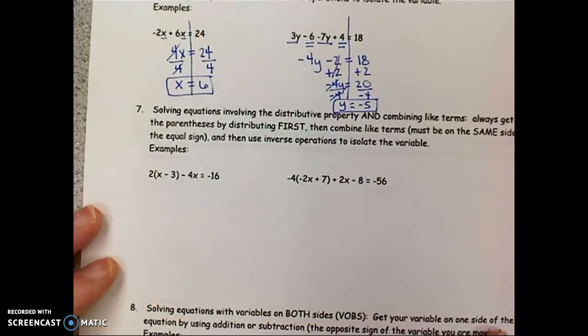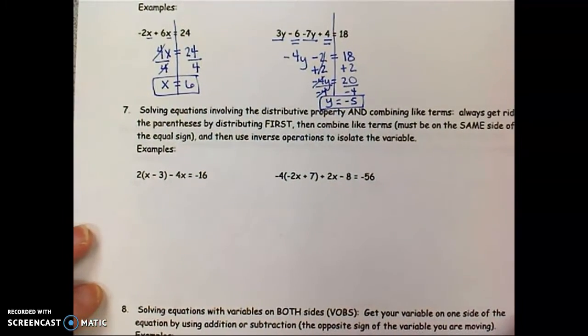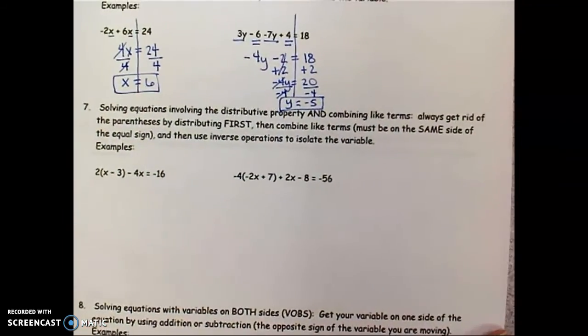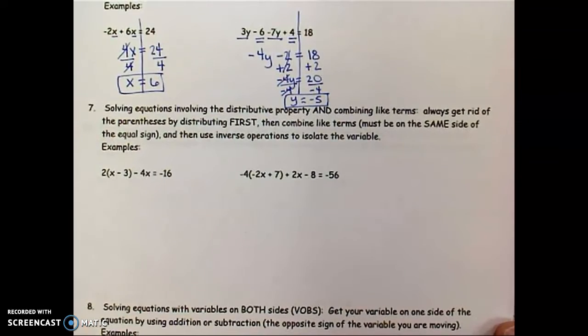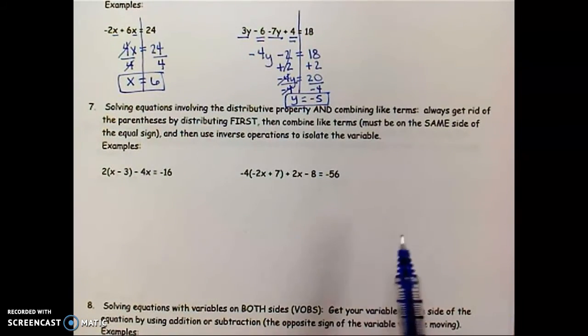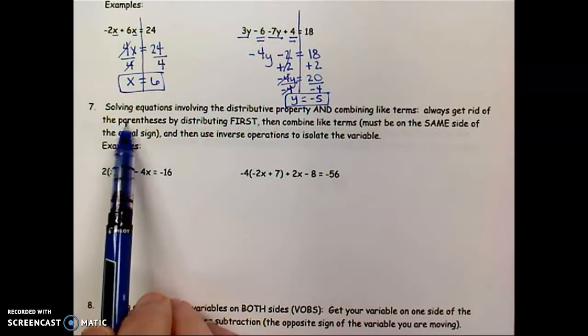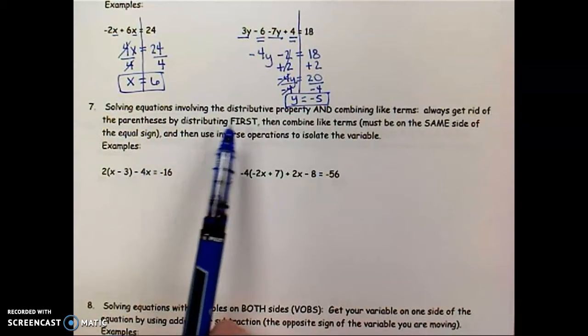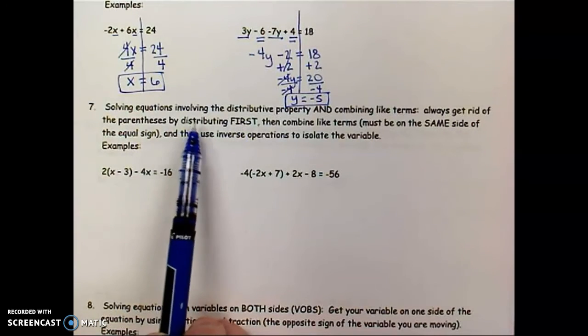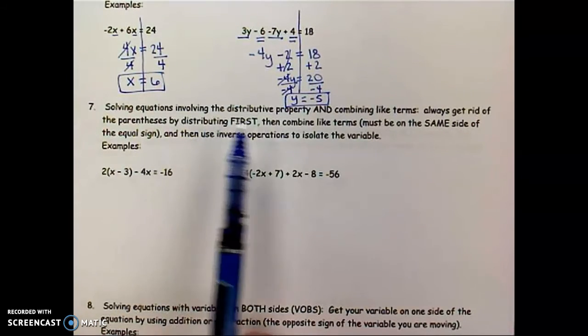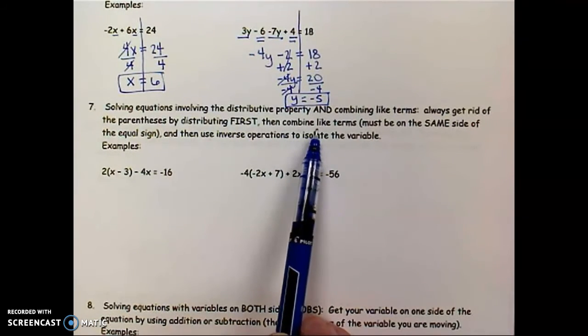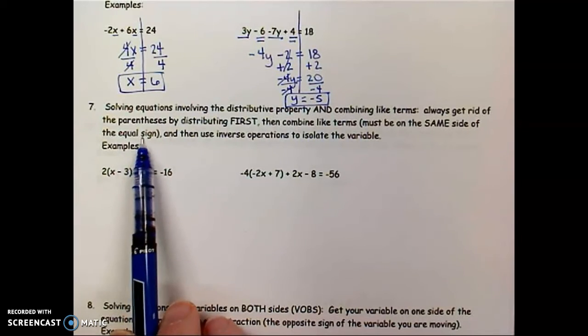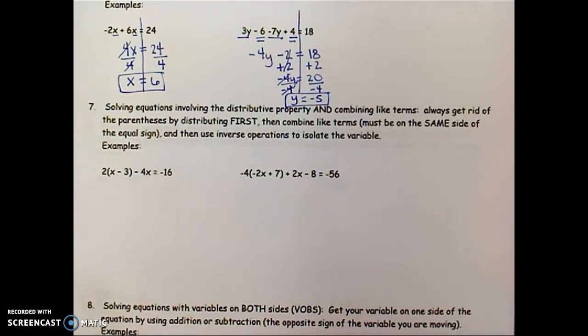So then we put that together. The distributive property and combining like terms both would show up in equations, so we have to know what to do first. So the first thing you're going to do is always get rid of the parentheses by distributing first. After you distribute and get rid of the parentheses, then you can combine your like terms. Remember, they have to be on the same side of the equal sign. And then you can use your inverse operations to get the variable by itself.